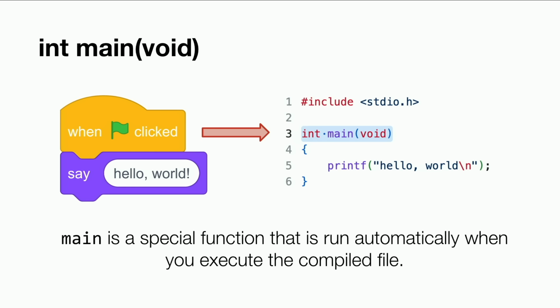To just demystify some of the things you might already be wondering about, int main(void) is, you can think of it as the equivalent to this "when green flag clicked" block. So that's the function that runs when you compile a file. And similar to the "when green flag clicked," that's the code that will be run.